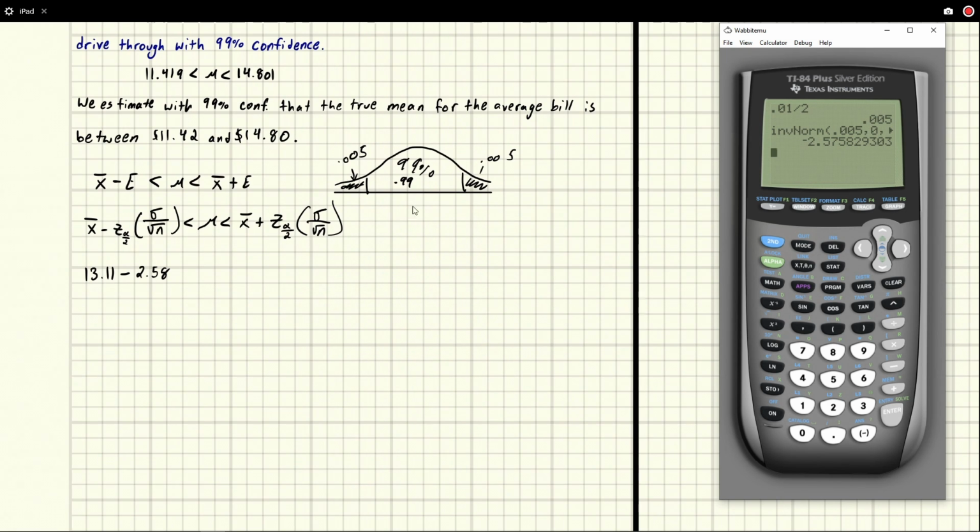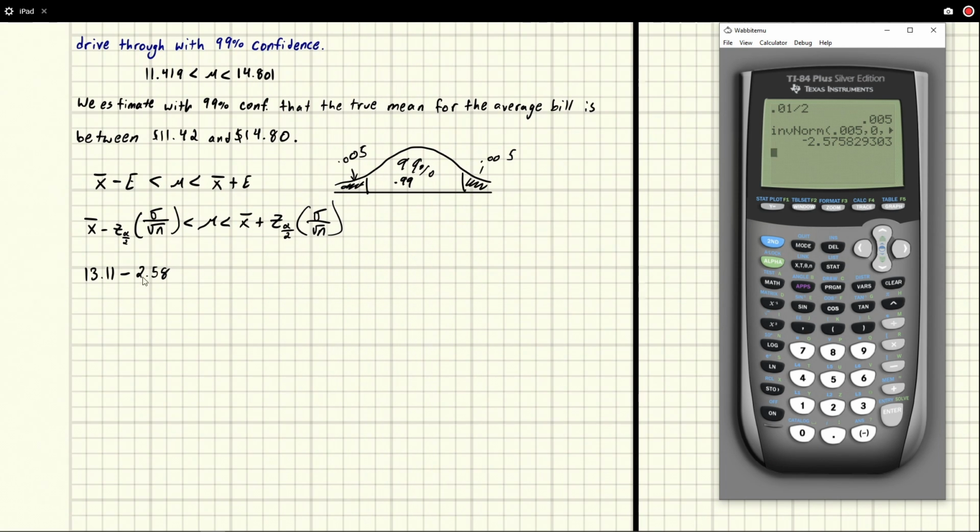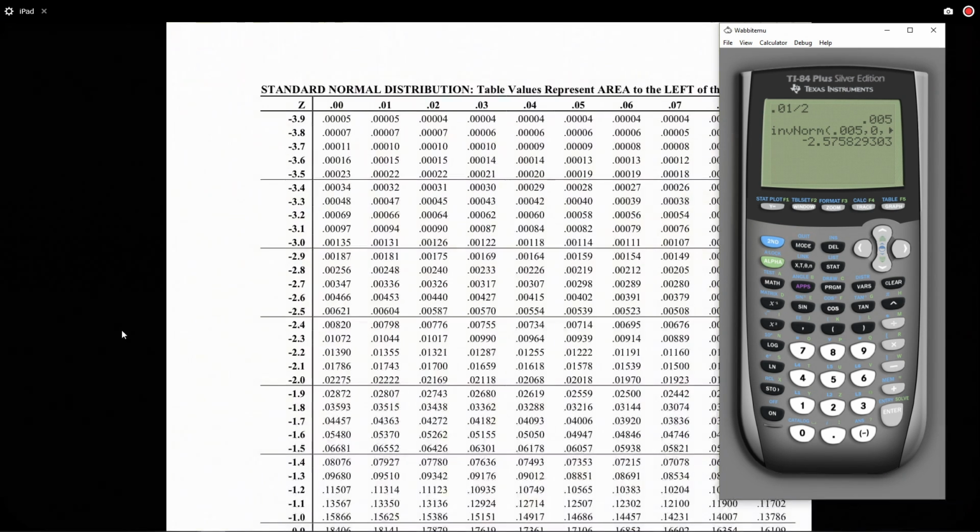But because the distribution is symmetric, it's going to have the negative version here and the positive version here. So it's actually going to be the same number. Now, if we wanted to find this in the chart, we would just look up an area of 0.005, and we should get negative 2.58 as a result. So let's go to the standard normal chart real quick.